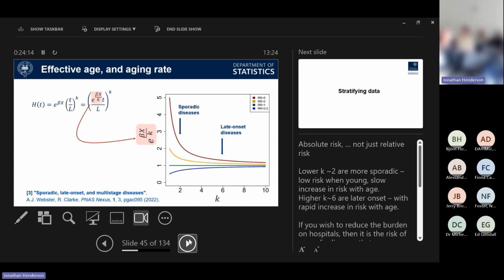On the other hand, these late onset diseases, which have a higher value of k, because that suppresses the effect of the relative risk, they're much less modifiable, and the risk continues to increase quite rapidly with age.